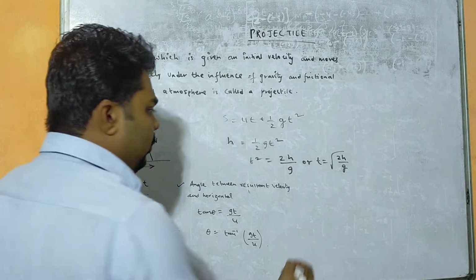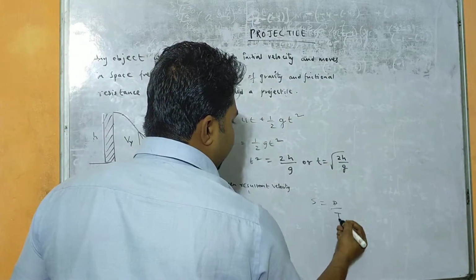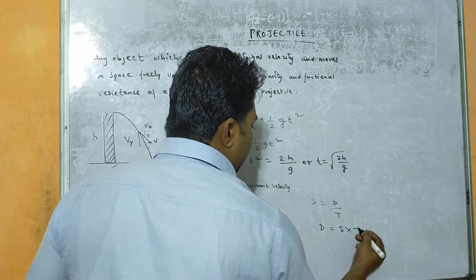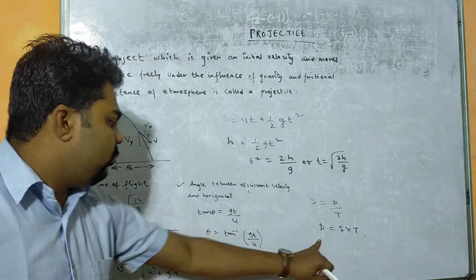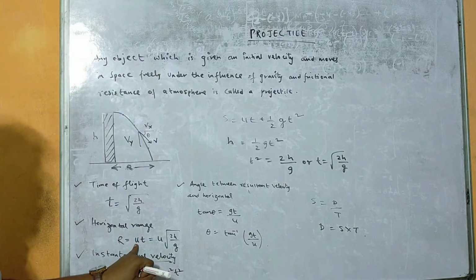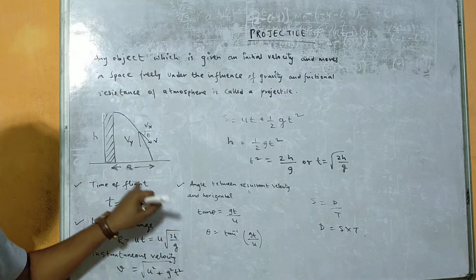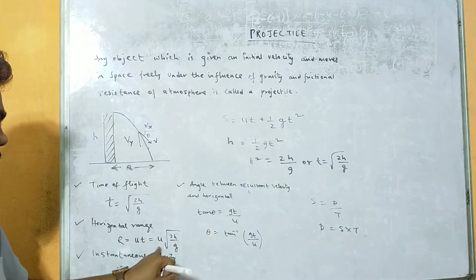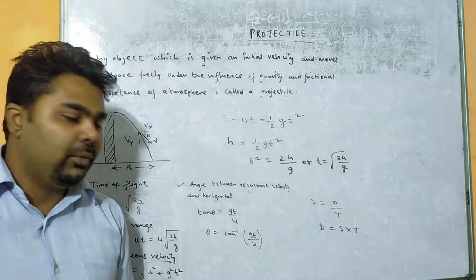Now similarly, we know speed is equal to distance by time. So distance is equal to speed into time, right? Distance means what here? Horizontal range. What is speed? Speed was our initial velocity, and time is our time of flight, that is root under 2h by g. So the range is u root under 2h by g, right?